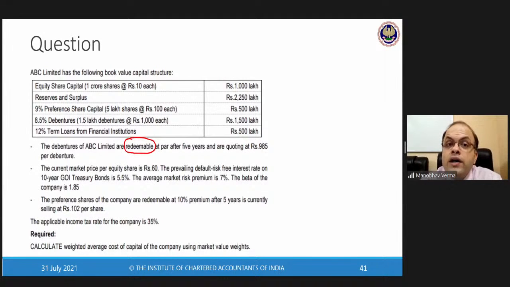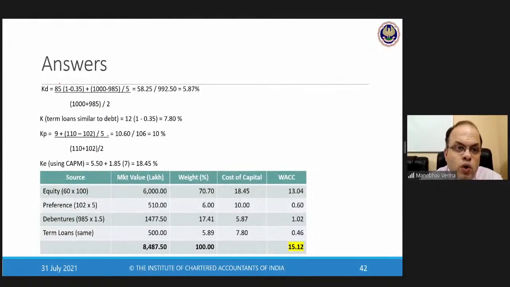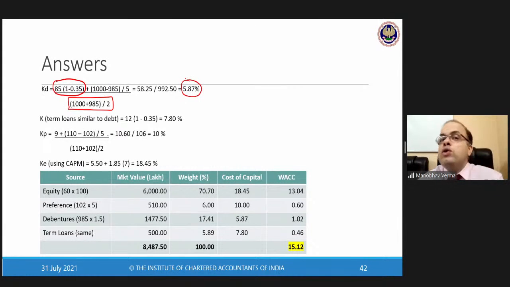So when it comes to redeemable, we are looking at the redemption value. So we have 8.5%. We have a tax rate of 35%. So we go to 85 multiplied by the tax shield, 1 minus 0.35. We use our traditional formula where redemption value minus net proceeds or the market value, so 1000 minus 985 divided by 5, and the denominator is nothing but the average value. So it's giving us almost 5.87. Now that's the cost of debentures, but there is another cost of debt, guys.